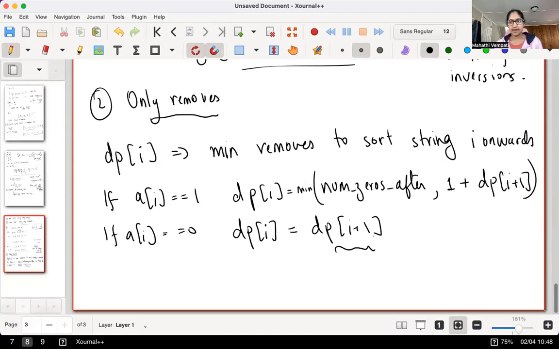Okay, so now we have what to do if you had only swaps and what to do if you had only removes. Now, how do we mix these?